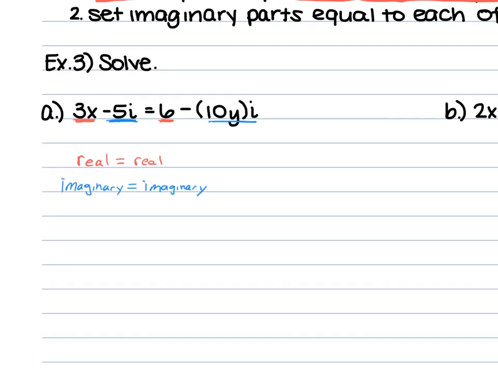So let's try that. Notice that we've got an x and a y. There's i's in there as well. So what do we do? Real is equal to real. Imaginary equals imaginary. And the way that you identify the imaginary, again, is because they're the ones with the i's. That's how you recognize them.